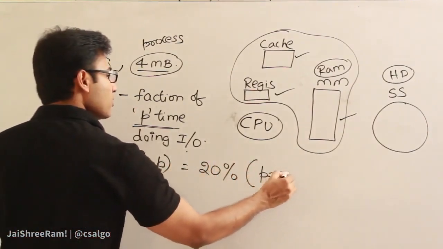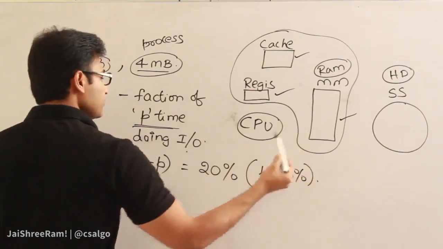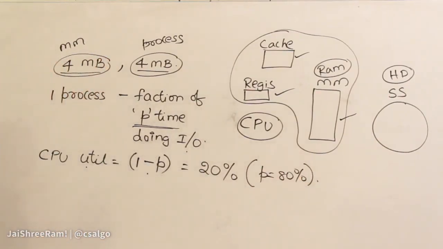When p equals 80%, isn't it? So there is a problem. Now CPU utilization is directly linked to the number of processes that can be present in this. Now let us say I am going to increase the main memory size to 16 MB.